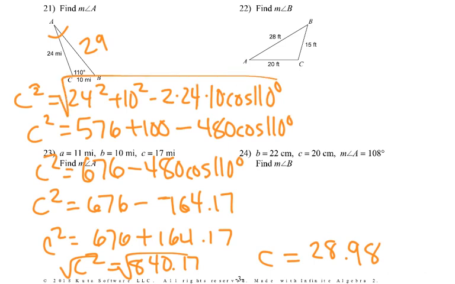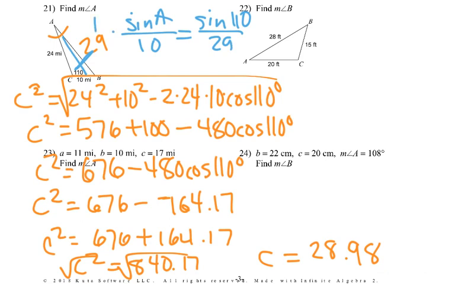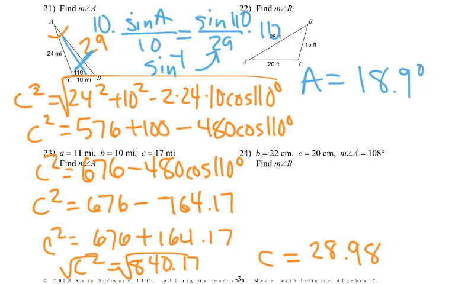Okay, now using that connection, we're going to use the law of sines. So sine of angle A over 10 equals the sine of 110 over 29, times by 10 on both sides. We get the inverse sine of that fraction, which gives us 18.9 degrees. And there's our answer. So 24, we're going to have to do a similar manner. So I'm going to try to do it pretty quick.